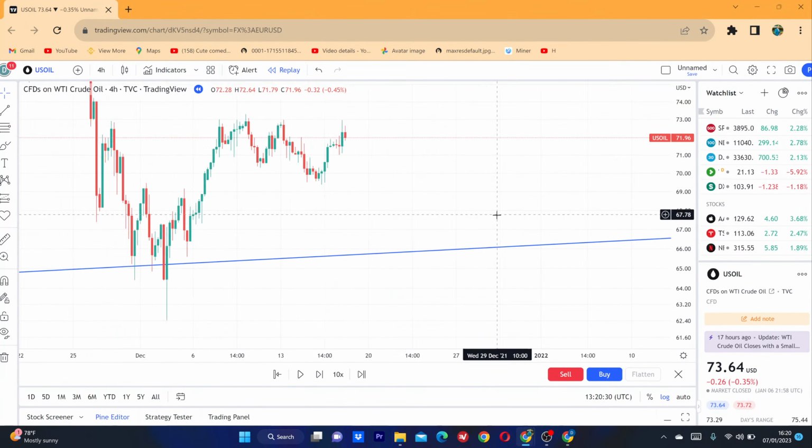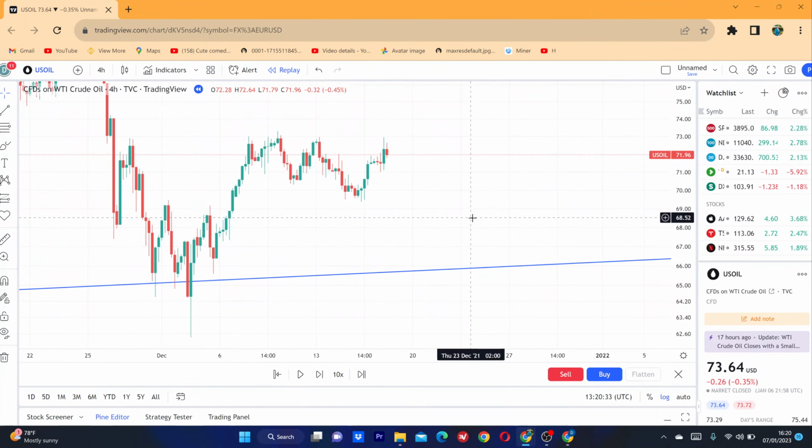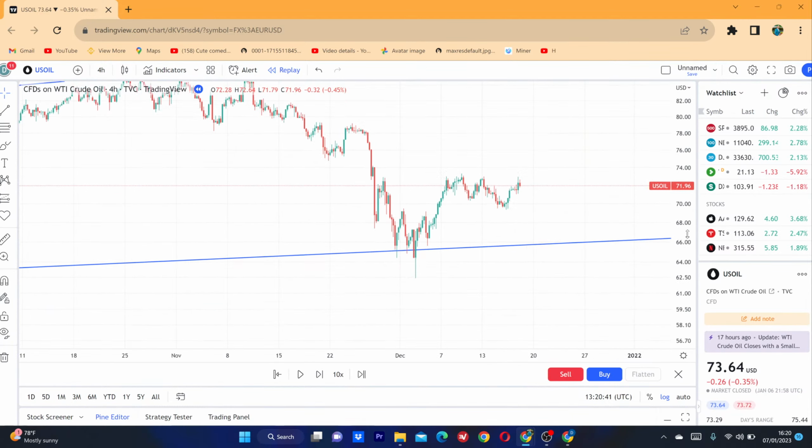You'll be observing. The moment you just do that, you'll be observing. First of all, we're saying we are going to start with the trend. We have drawn our trend. We have seen how the market has just been moving.